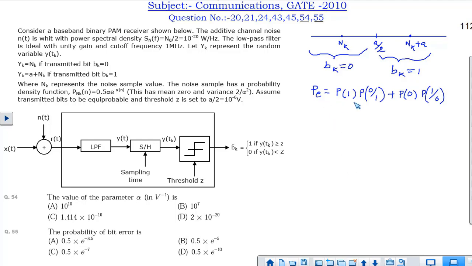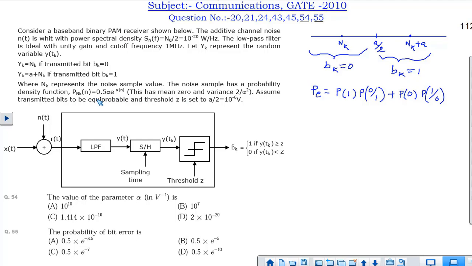Then what is the probability of error? The probability of bit error is simply the probability of 1, that is the probability when 1 is transmitted, multiplied with the conditional probability that 1 is transmitted but at the receiver it is detected as 0, added with the probability of 0, that is the probability when 0 is transmitted, multiplied with the conditional probability that 0 is transmitted but at the receiver we got the bit as 1. This is the probability of bit error formula.